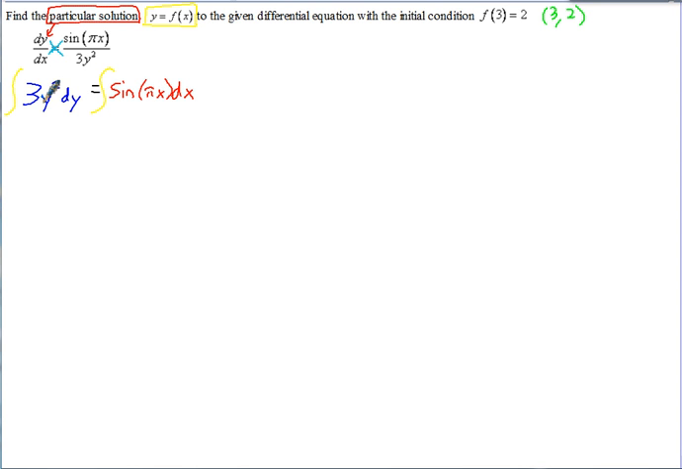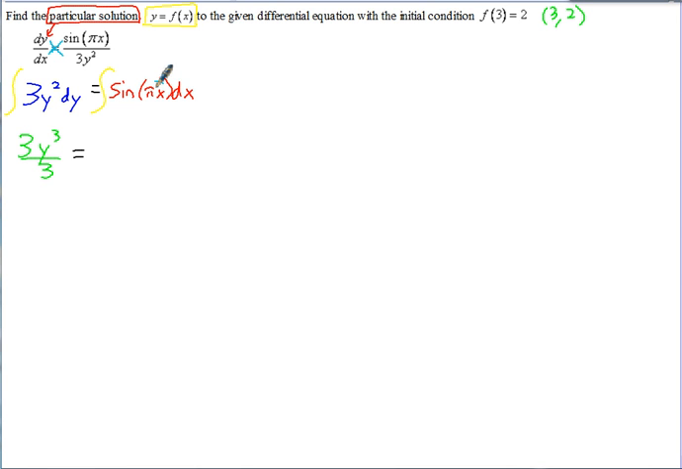So this side's pretty straightforward. The 3 is a constant, so that would just stay there when you integrate. And then when you integrate y squared, you get y cubed over 3 equals, but if you take a look at the right side, it's not quite as simple. It's not just sine of x, it's sine of pi x.